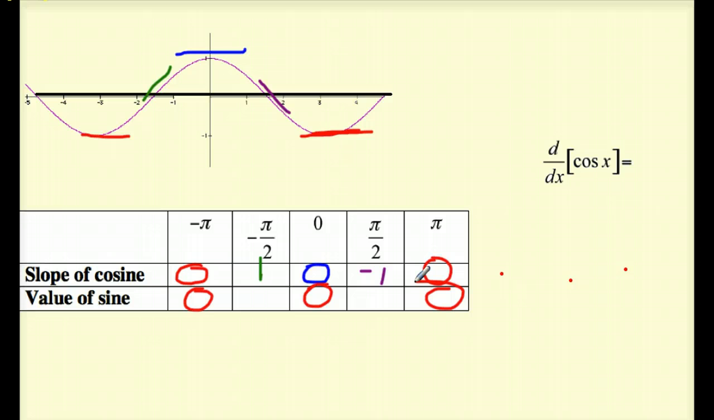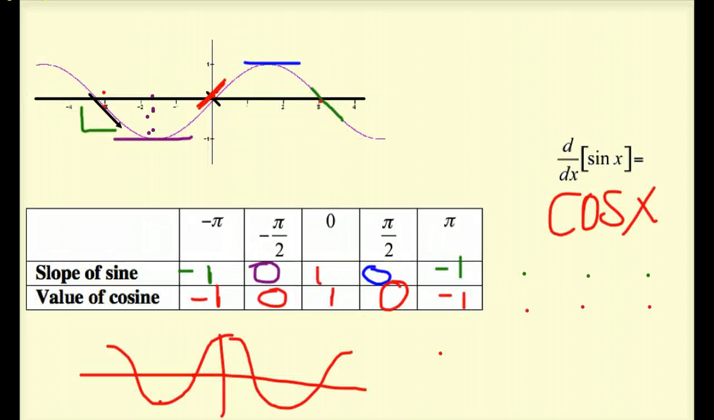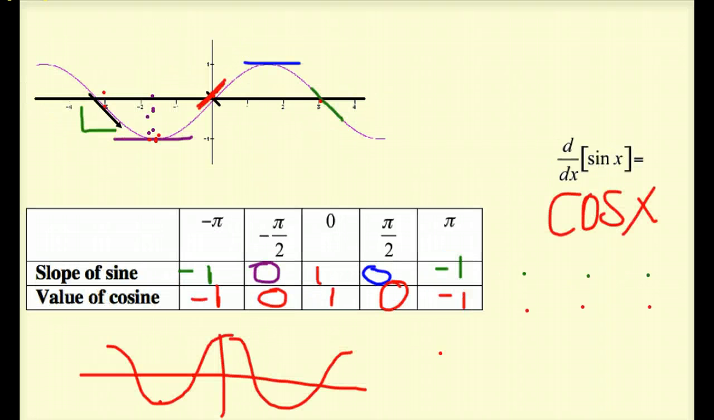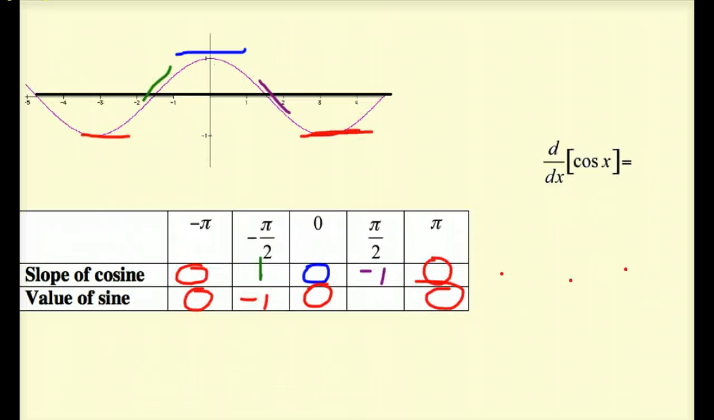But let's take a look at negative pi over 2 and pi over 2. If I look at negative pi over 2, the value is actually negative 1. So I'm going to mark a negative 1 here. And if I look at positive pi over 2, my value is positive 1. So if you were to conclude what the derivative of cosine would be, what would you say it would be? Well, I'm going to take a look at the sine curve, but instead of it being exactly the same, the derivative of cosine of x is actually negative sine of x. So keep this in mind.